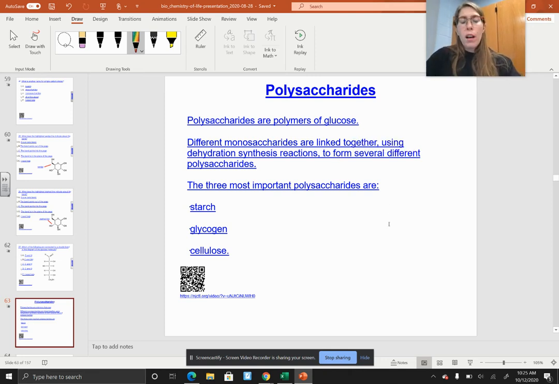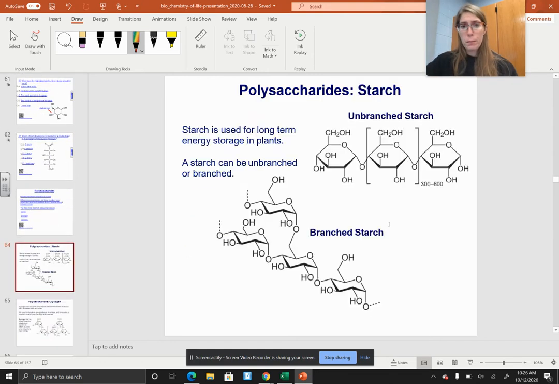All right. So polysaccharides, poly means many, saccharide means sugar, so many sugars. Polysaccharides are polymers of glucose. A bunch of glucose molecules bonded together forms polysaccharides. Different monosaccharides are linked together using dehydration synthesis reactions, again removing that water, and we can form several different polysaccharides. The three most important ones that we're going to talk about are starch, glycogen, and cellulose. I mentioned starch and cellulose a couple slides back. We're going to talk about glycogen too, very important for animals, muscles, etc.